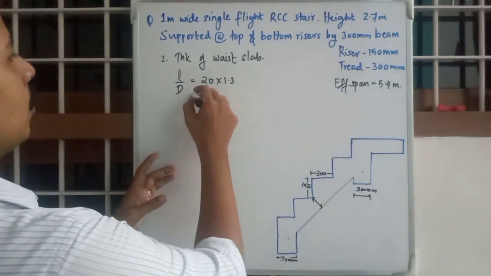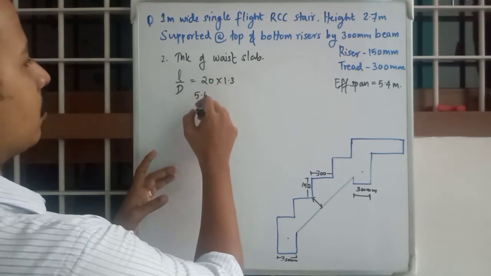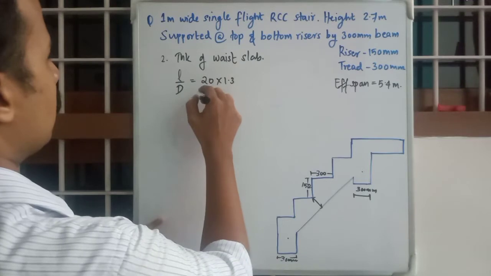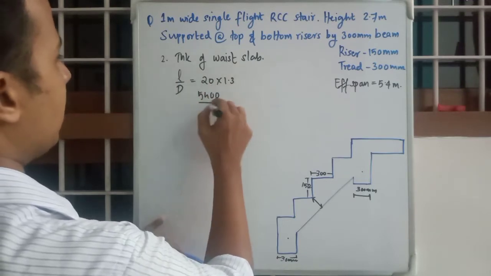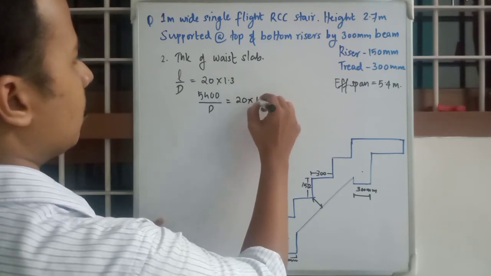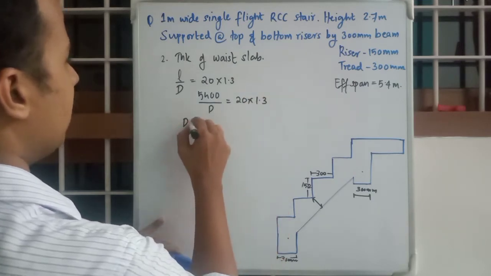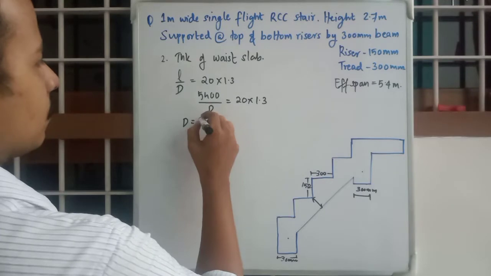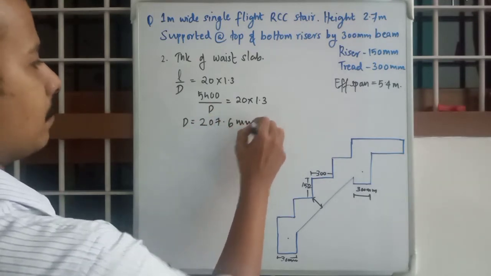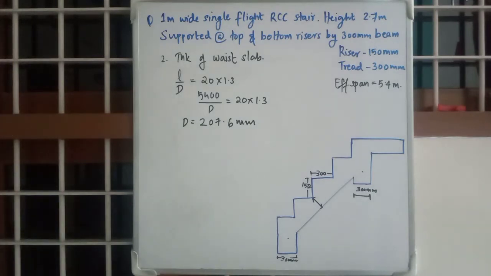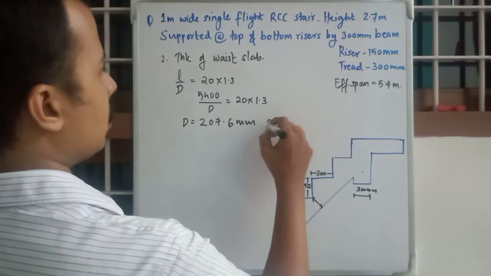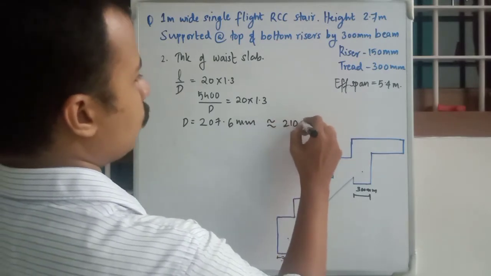We know L as 5.4 meters, and D we will be calculating now. So 5.4 meters, or 5400 millimeters, by D is equal to 20 into 1.3. D will be equal to around 207.6 mm. Obviously we will round it up to the next whole number as 210 mm.